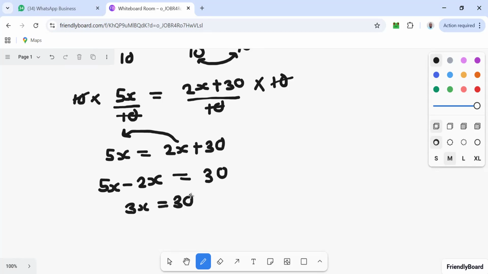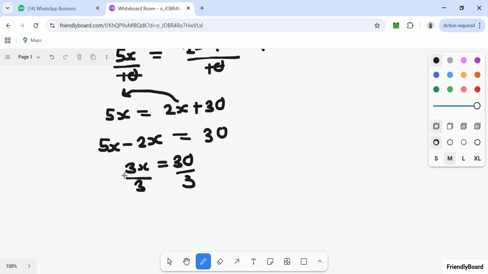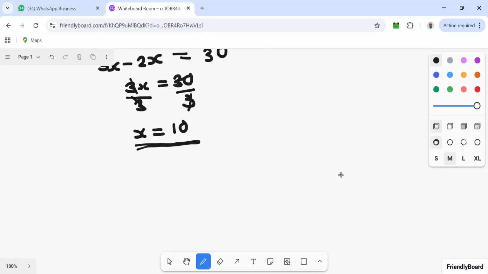All right, then I solve. So divide both sides by 3. These 3 and that 3 cancel out, and I'll be left with x is equal to 30 divided by 3, which is 10. So x is equal to 10. I have solved for x.